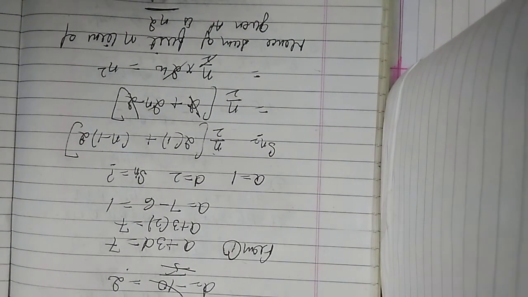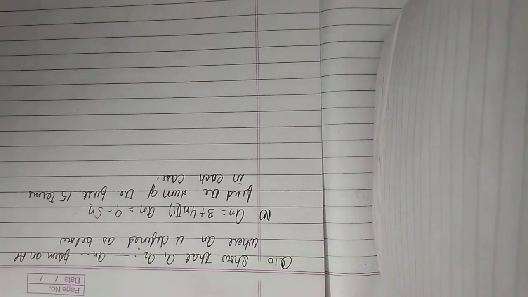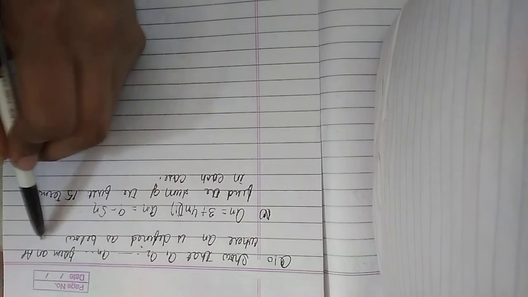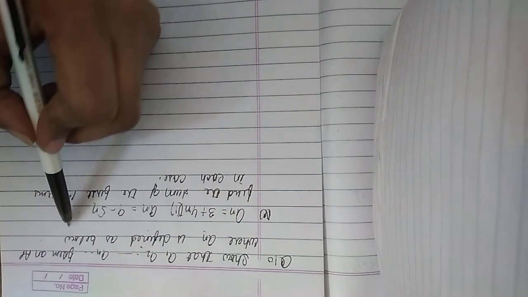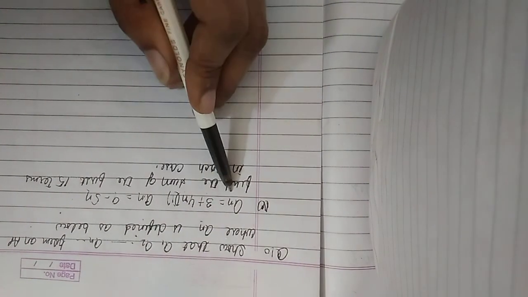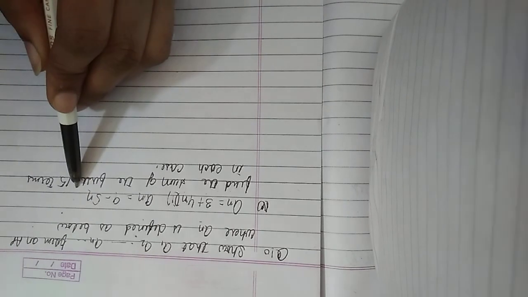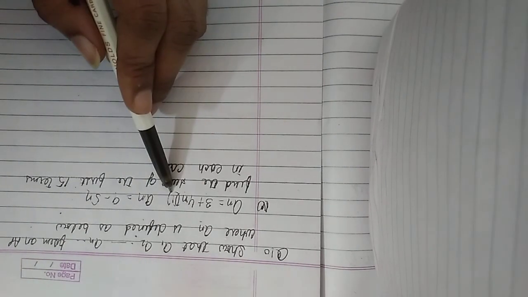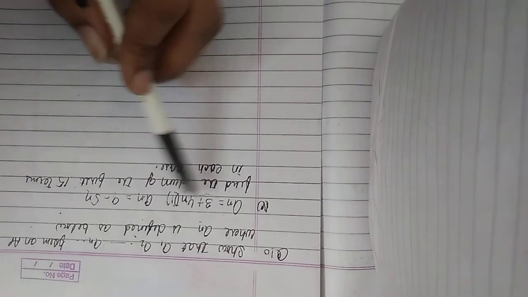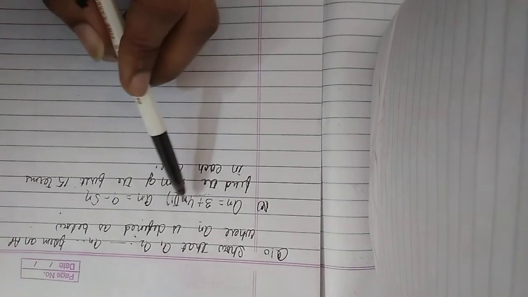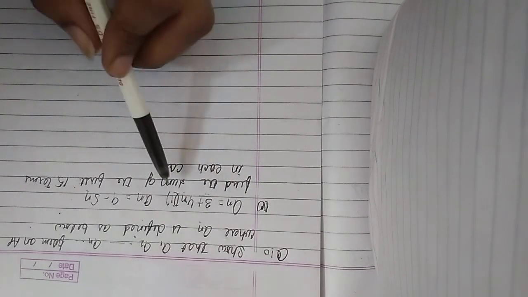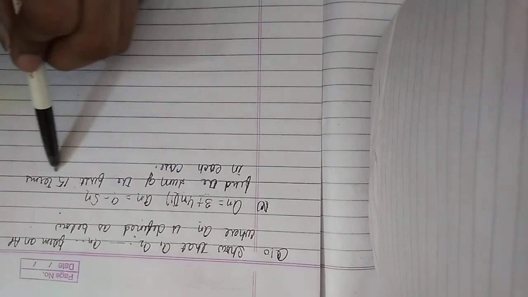Now question number 10. Show that a1, a2, and so on, an form an AP whose an is defined as below. First part, an is 3 plus 4n. Second part, an is equal to 9 minus 5n. In this question we have two parts. Firstly, we have to show that the given nth term forms an AP. If it forms an AP, then we have to find the sum of first 15 terms.